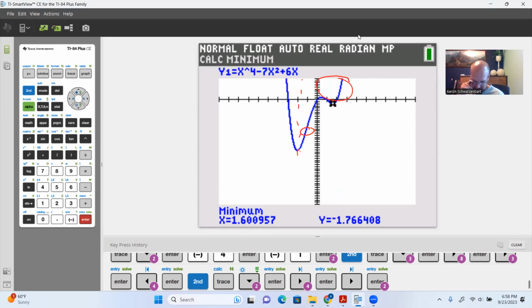So that is finding local extrema. You're going to do it with the calculator. There's a way to do it without the calculator. It involves calculus. Guess what? You don't have to do that this year. And I hear all kinds of hoorays.